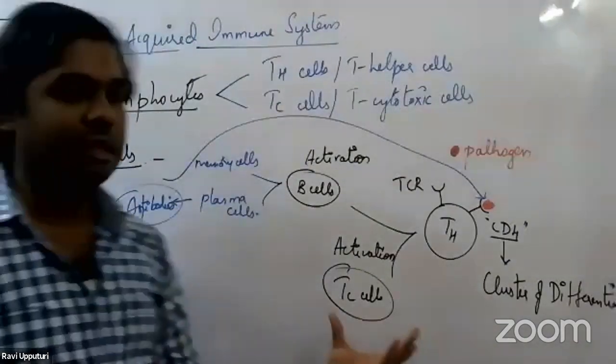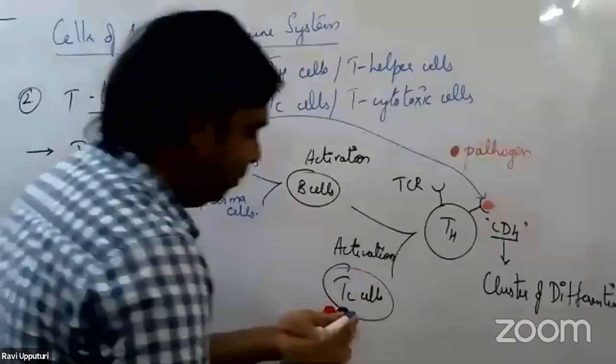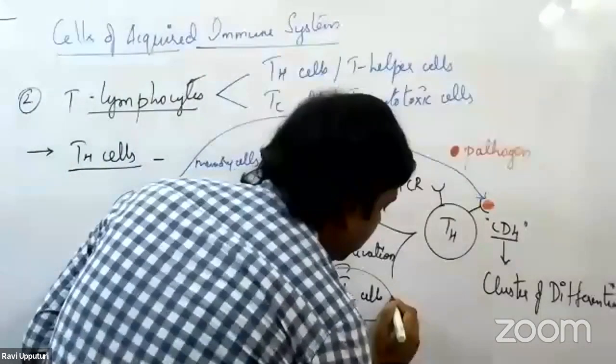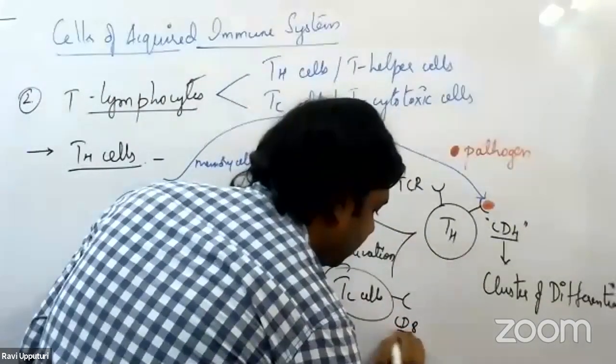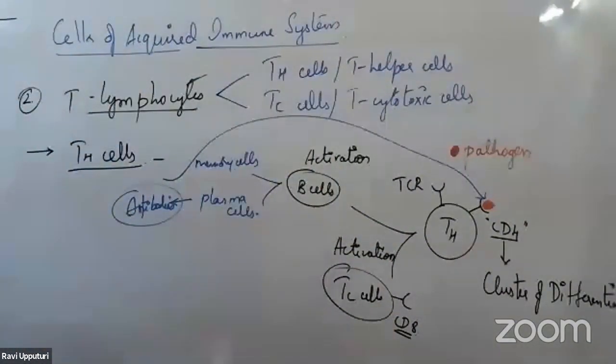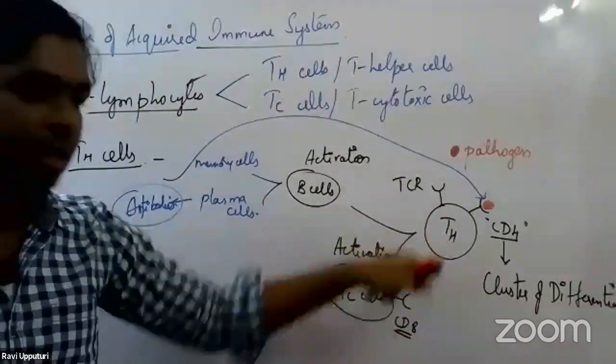Now, what does the T cytotoxic cell do? These T cytotoxic cells have a receptor on their surface, and this is the CD8 receptor. This is an important thing you need to remember: the CD4 receptor is present on the surface of the T helper cell.